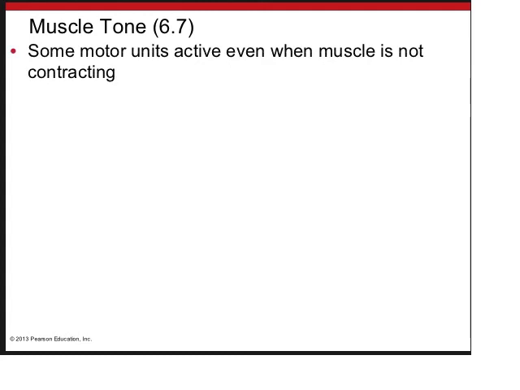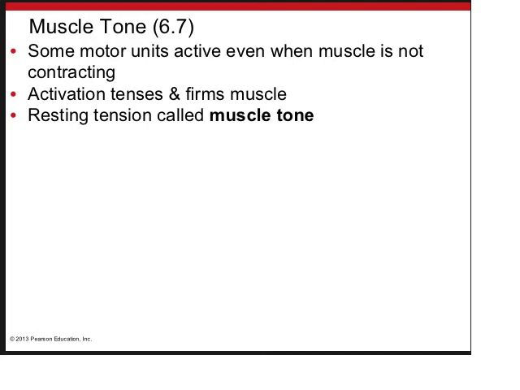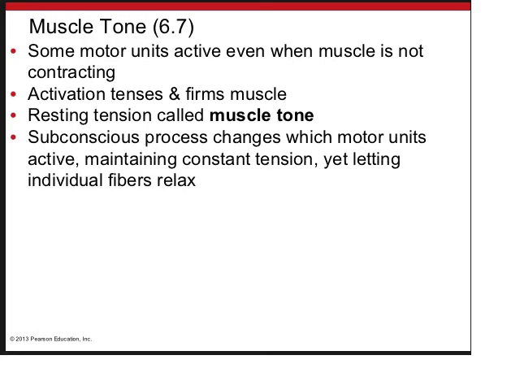Now, some motor units are active even when the muscle's not actively contracting, and the purpose is to remind the muscle that it is contractile tissue so that it continues to make actin and myosin, which are the mechanism whereby muscle is able to shorten. Activation tenses and firms the muscle. The resting tension is called muscle tone. And there are subconscious processes that change which motor units are active, maintaining constant tension, yet letting individual fibers relax.